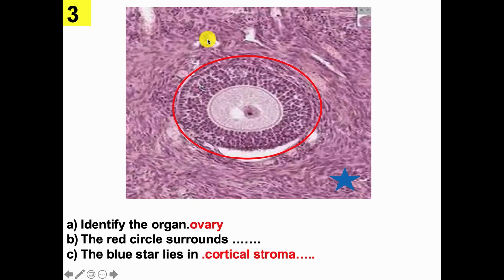epithelium. Now identify the organ. Of course, it is the ovary because we have follicle and background of stroma showing spindle-shaped cells, stromal cells. This is the ovary. The red circle surrounds which follicle? Here I can see granulosa cells in the form of stratified cuboidal epithelium. I cannot see cavities, so this is a multilaminar primary follicle. The blue star lies in the cortical stroma, as you see in between the ovarian follicles.